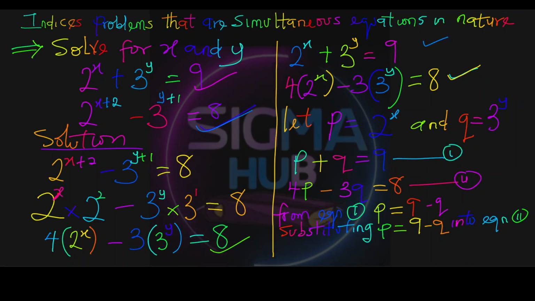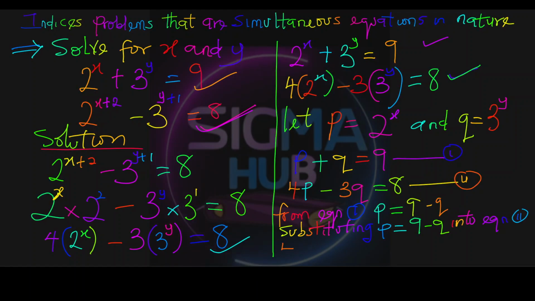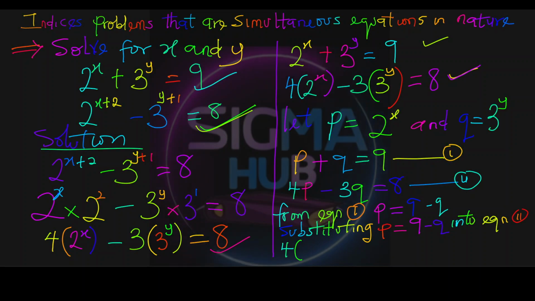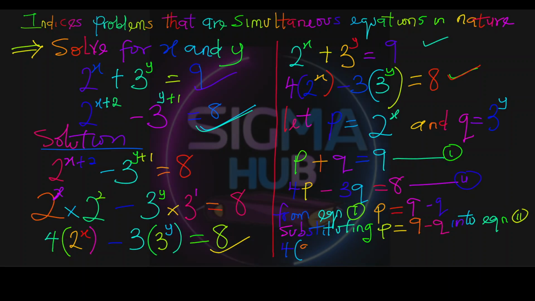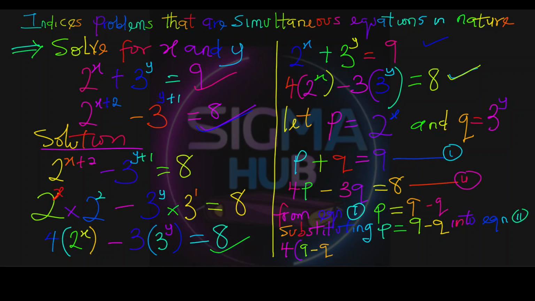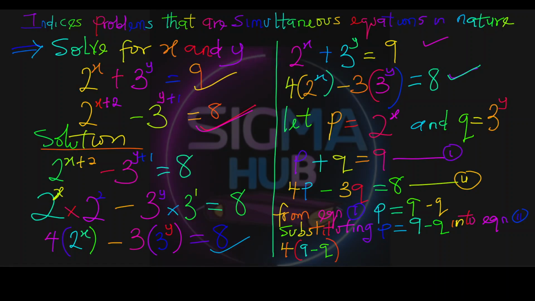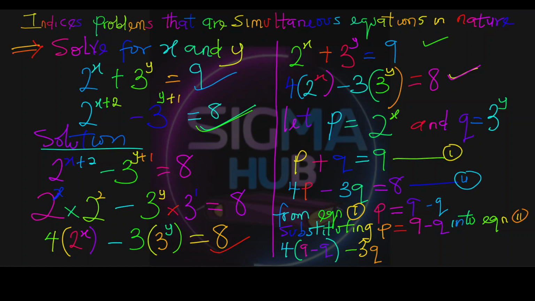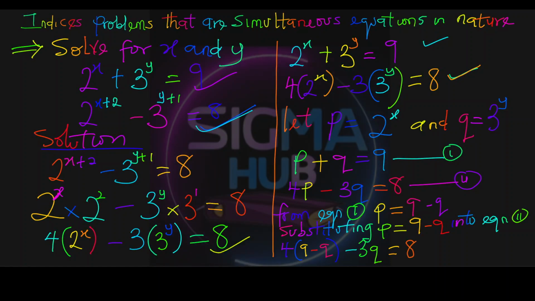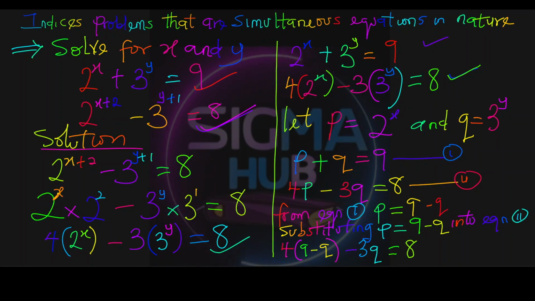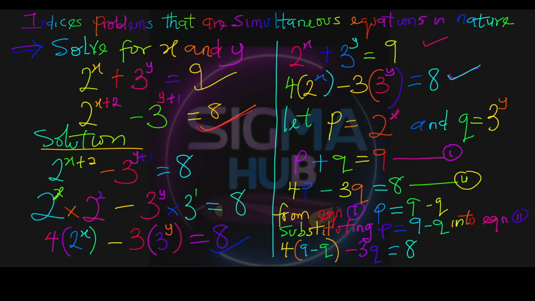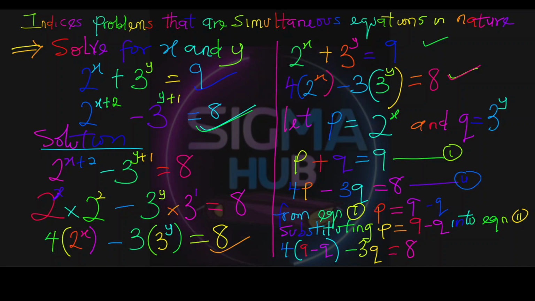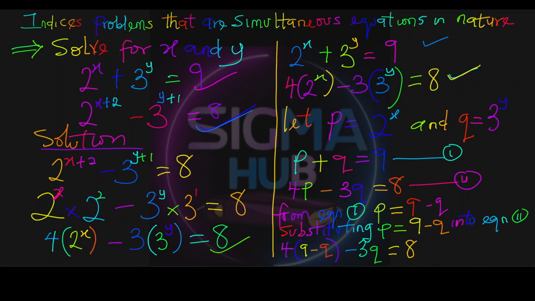So you are going to be having 4 into bracket p, and p is 9 minus q, 9 minus q, and close your brackets, minus 3q, everything equal to 8. So we open the bracket. So 4 times 9 is 36, minus 4 times q is 4q. So let's quickly do that.